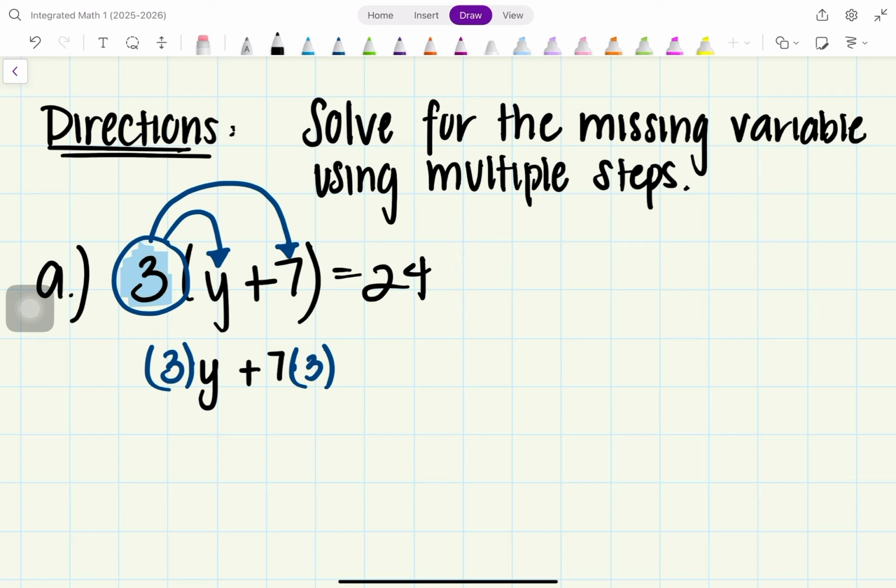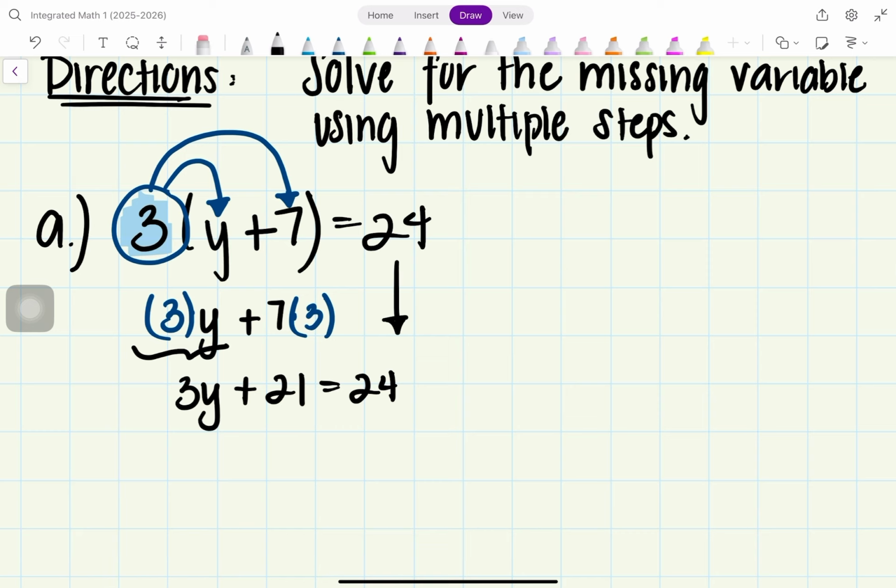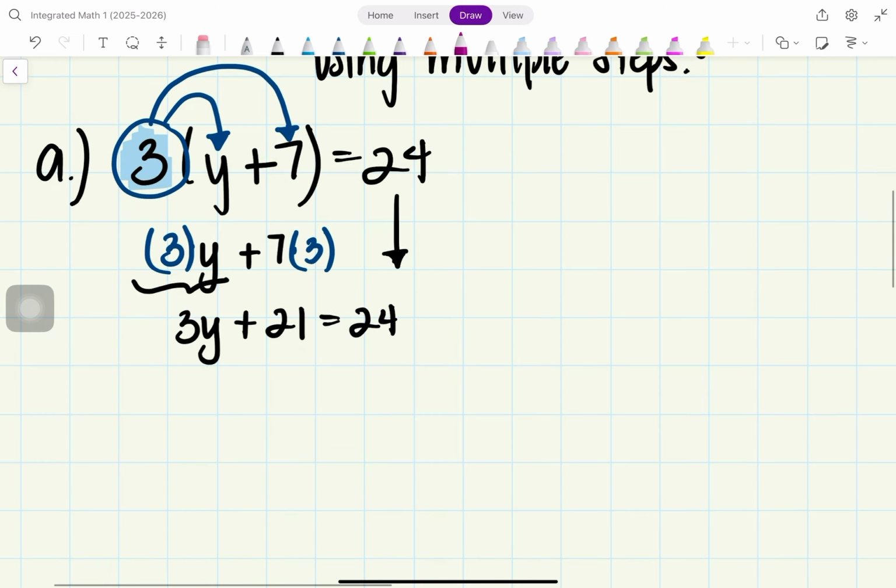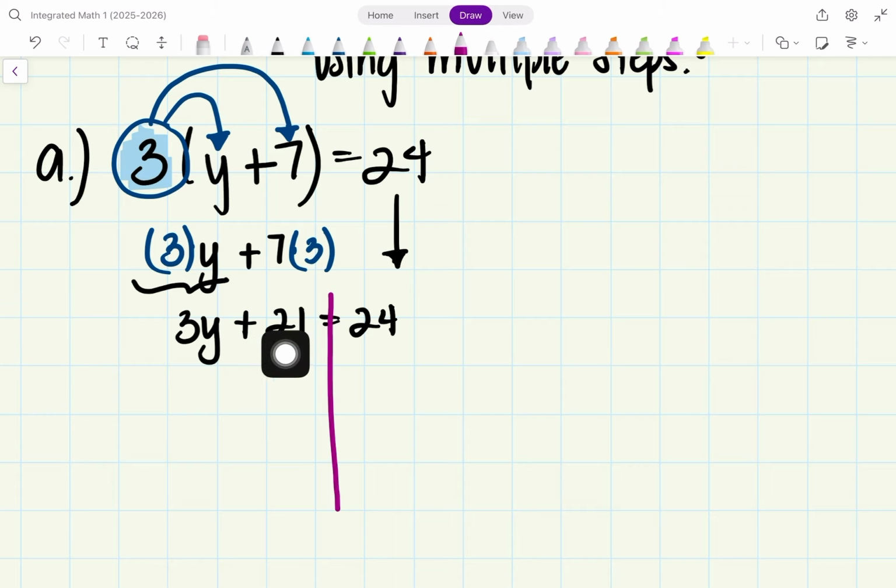And then that should give me 3 times y is 3y, plus 3 times 7 is 21. And we're going to bring down that 24. Now, same idea. Solving for the variable, I mentioned to you guys that we do PEMDAS but inverted, where we first start off with anything that's being added or subtracted, and then I move on to anything that's being multiplied or divided. Most of the time, it's the number or the coefficient in front of the variable. So I'm going to get rid of the 21 first. And it's adding, so we're going to do minus 21 on both sides.